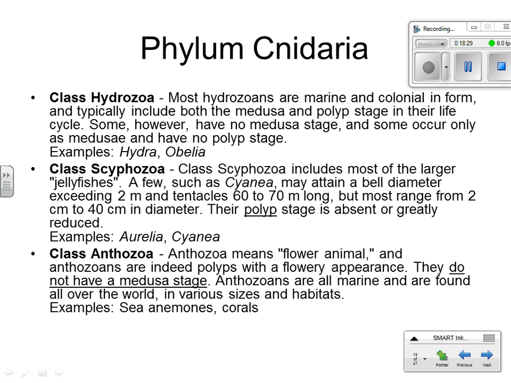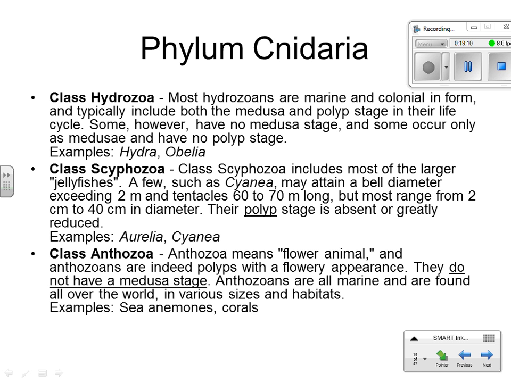Scyphozoa is probably the class we know the most about. These are like the regular jellyfish. And there are some big ones. Notice what it says here, that there's some types of jellyfish that can be over 2 meters wide. So that's close to 7 feet. And their tentacles can be 60 to 70 meters long. That's almost a football field. That would be huge. Most of them are small. And their polyp stage is either nonexistent or really short in their life cycle. A lot of times it's just really short.